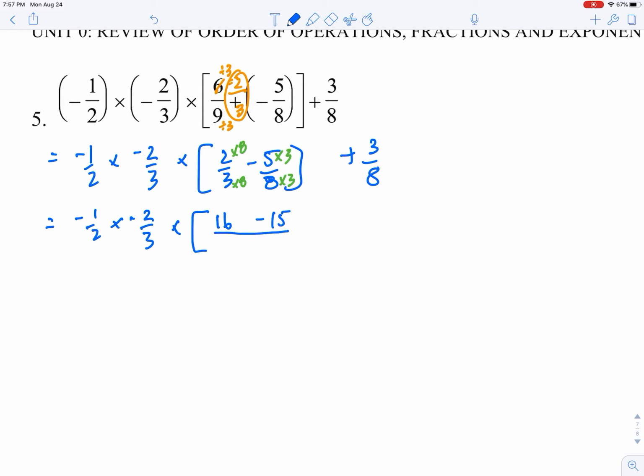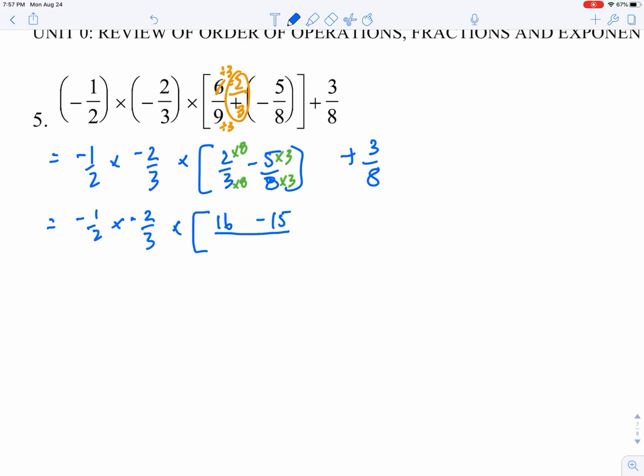Why do I feel like I made a boo-boo somewhere? I don't know. 16 minus 15 all over 24. No, I think that's right. Plus 3/8. So I get minus a half times minus 2/3 times 1 over 24 plus 3/8.